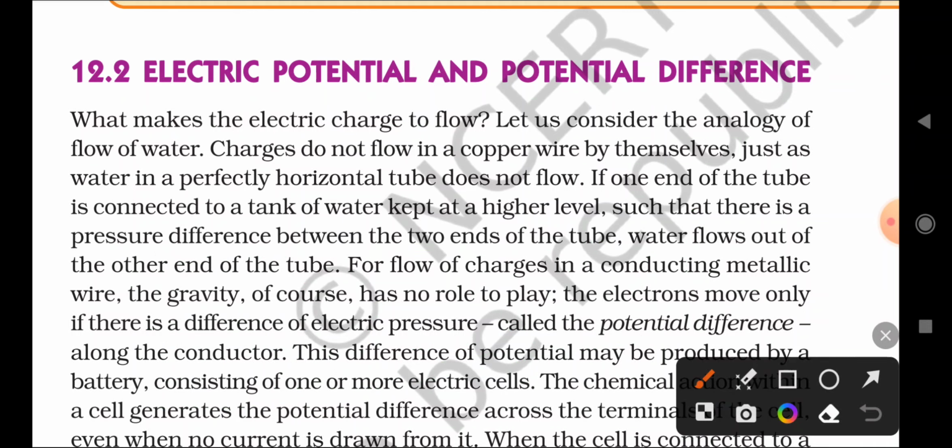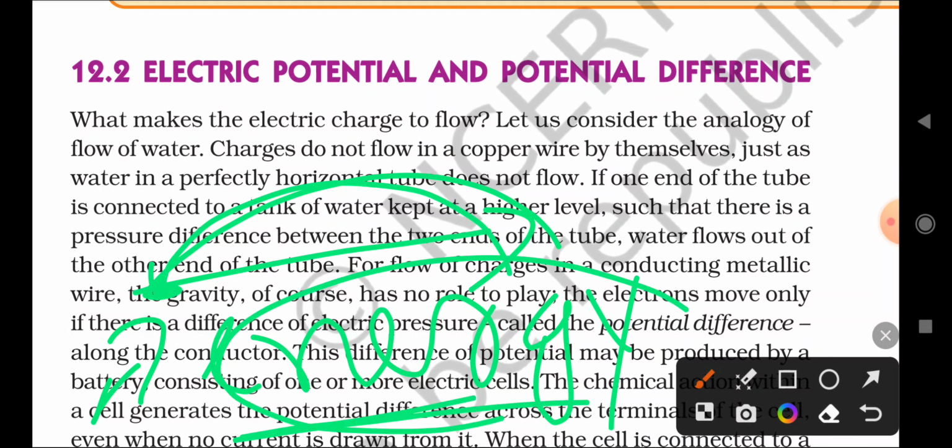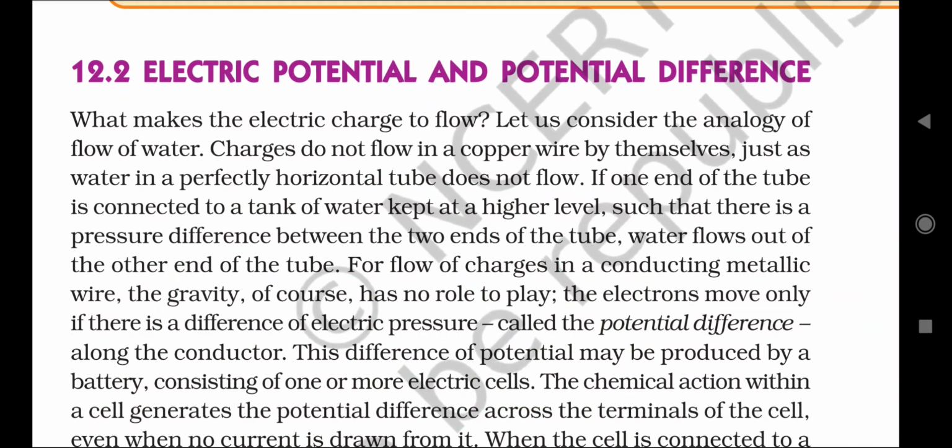The charges cannot move automatically from one place to another place. They require some energy to move from one place to another. Remember that the charges cannot move on their own; they require some amount of energy.